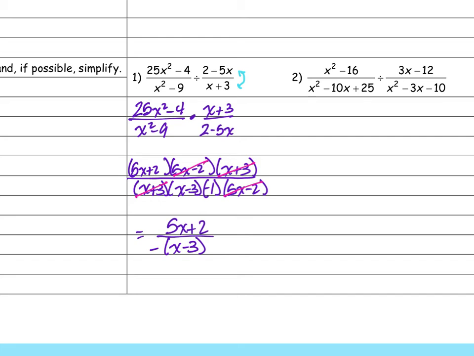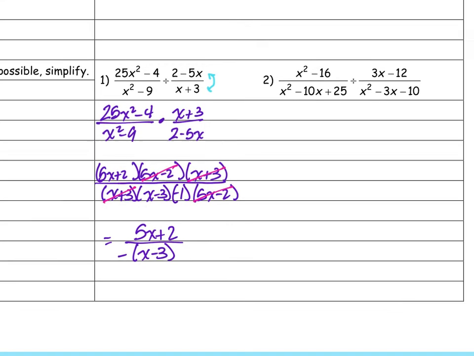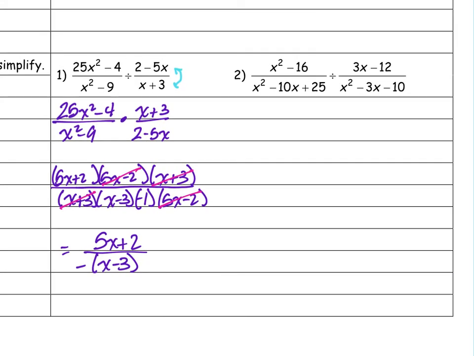All right, let's look at number 2. It looks beautiful too. So again, I'm going to do exactly the same thing. I'm going to flip them. So I'm going to flip this first. So I've got x squared minus 16 over x squared minus 10x plus 25 times x squared minus 3x minus 10 all over 3x minus 12.